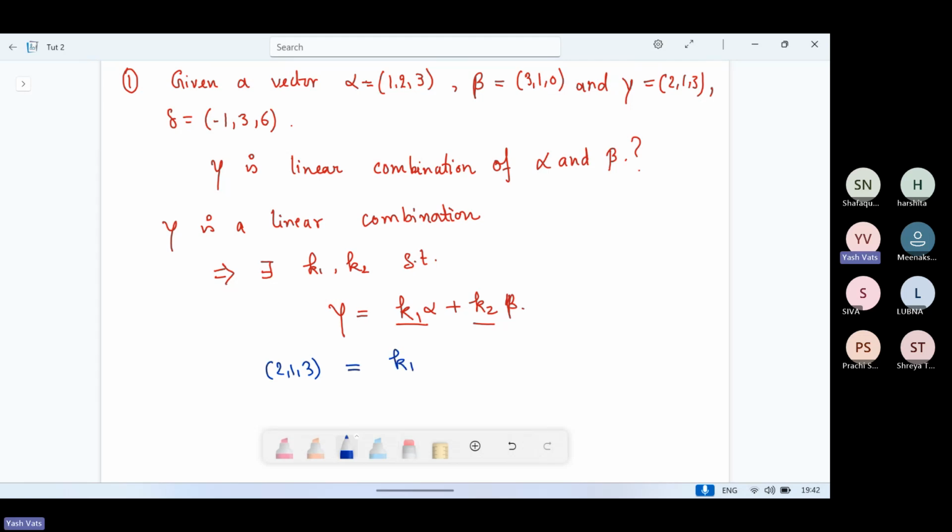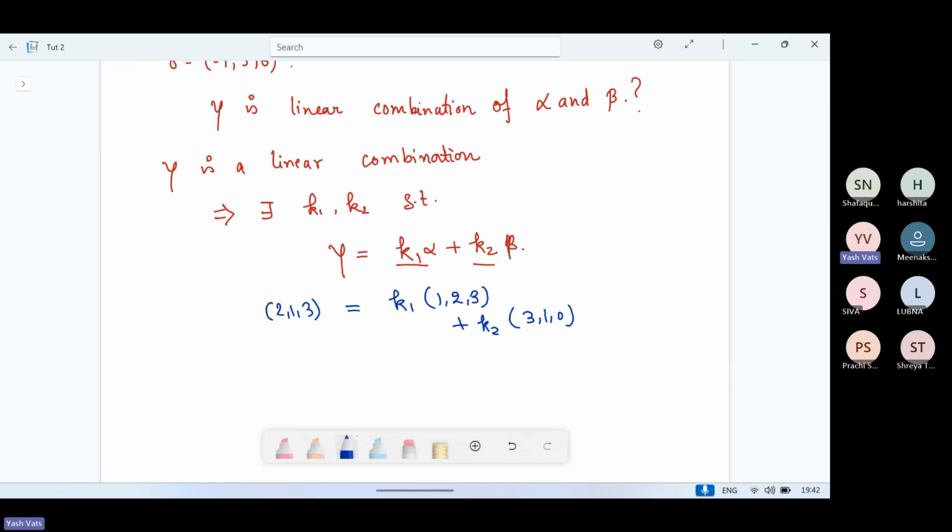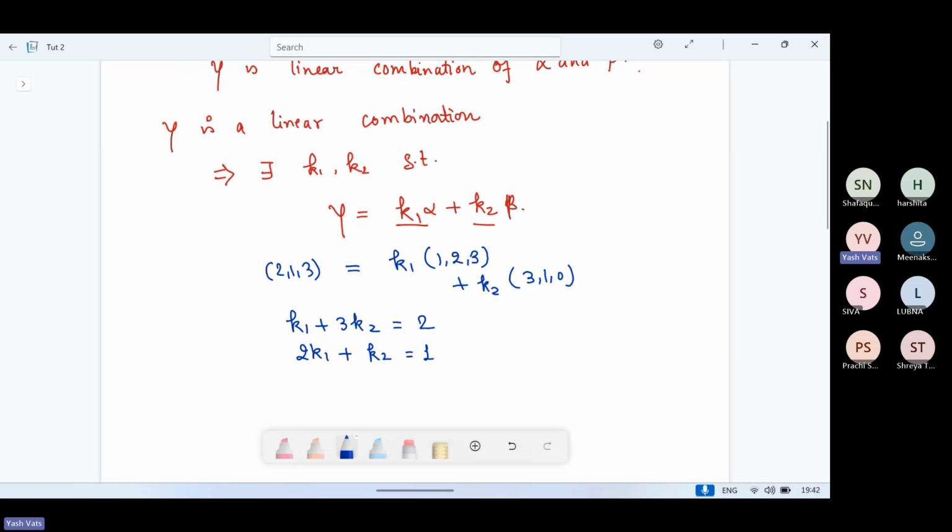the k1 times alpha, which is 1, 2, 3. Just substitute the values. Beta is 3, 1, 0. And what you get? 2, 1, 3 as this. So what you finally get is k1 plus 3k2 is 2, 2k1 plus k2 is 1, and 3k1 is 3. So it implies that k1 is 1. And from the second equation, it implies that k2 is -1.